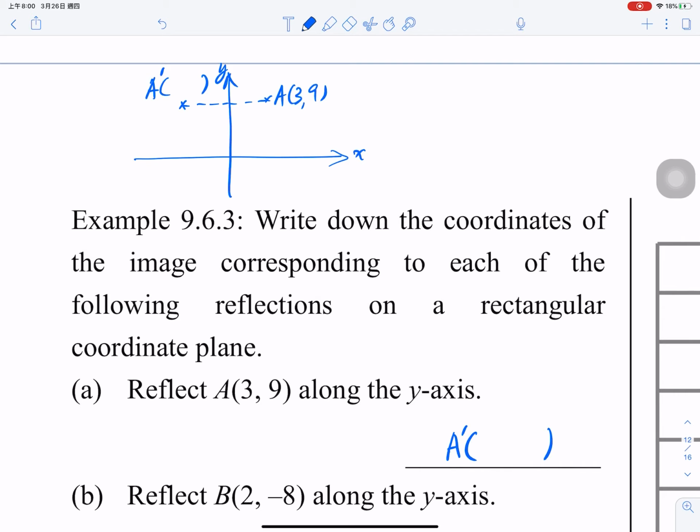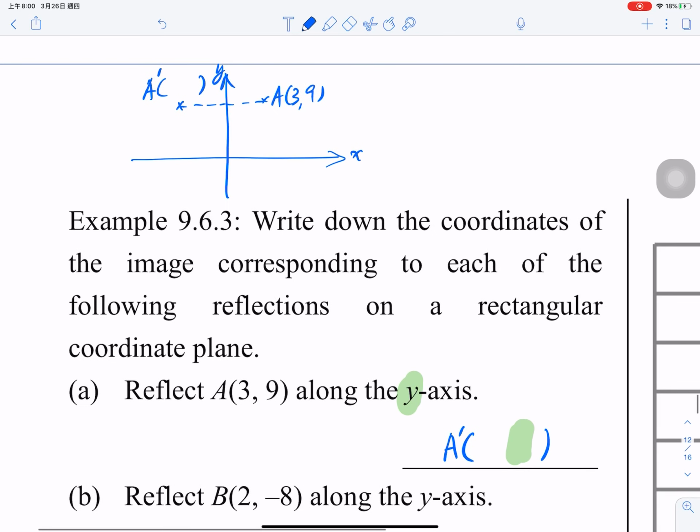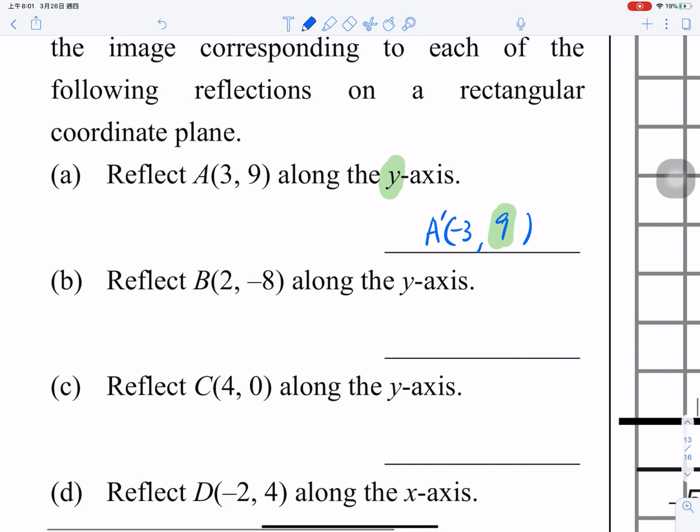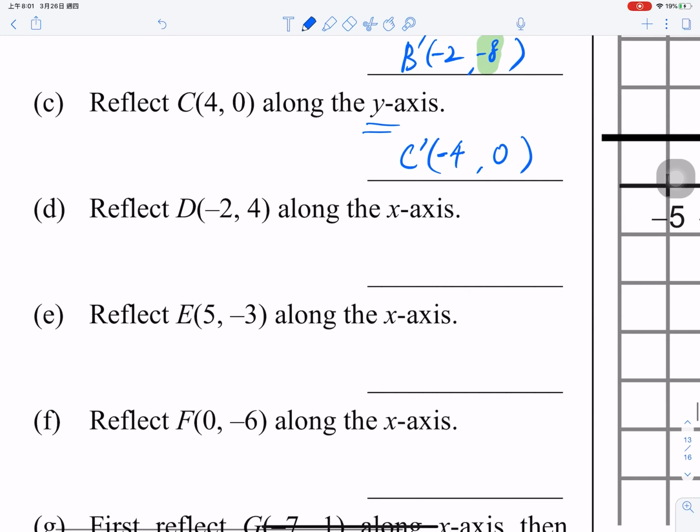What are the coordinates of the image of A? Yeah, you see that reflect along y-axis, y no change. So write down the y coordinate 9. And this one is negative 3, right? So (-3, 9). Okay? B and C, let's see. What is the image of B? Yeah, reflect along y-axis, so no change of the y coordinate. So (2, -8). How about the image of C? Keep the y coordinate because reflect along y-axis. So (4, 0).